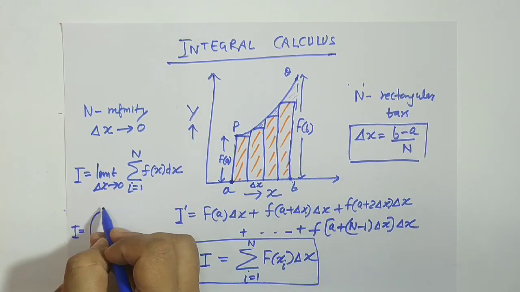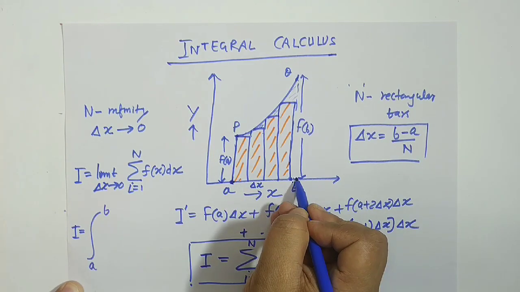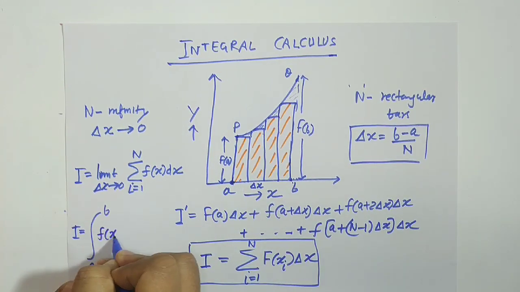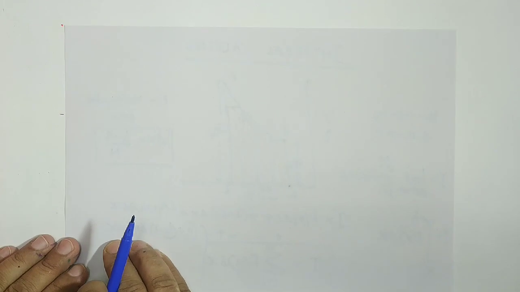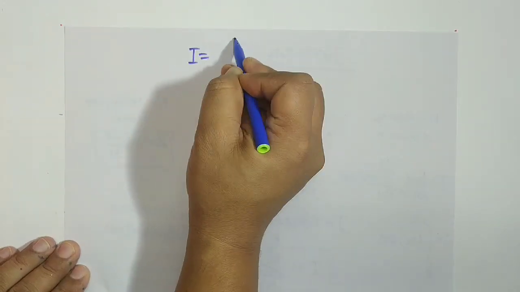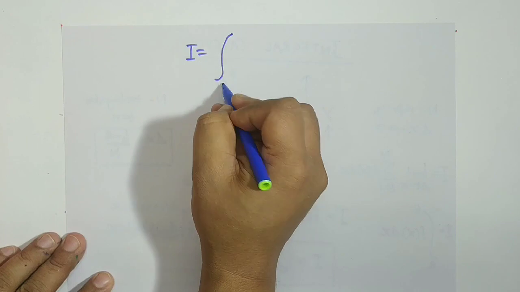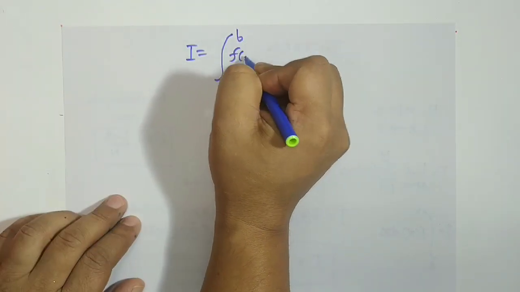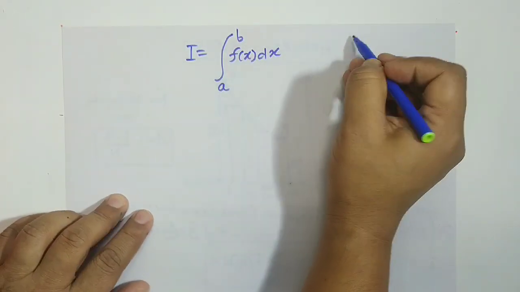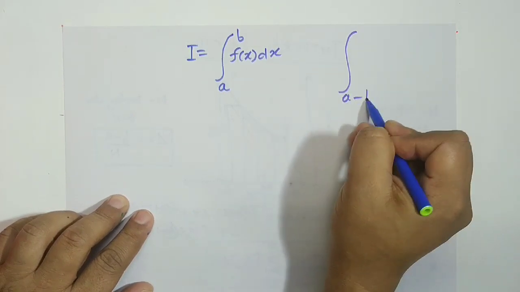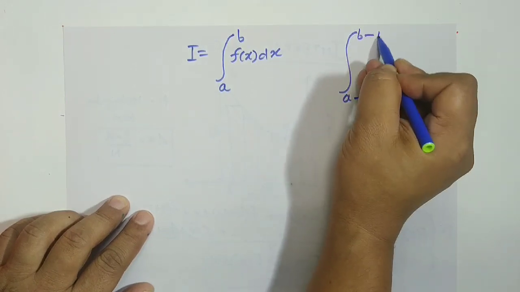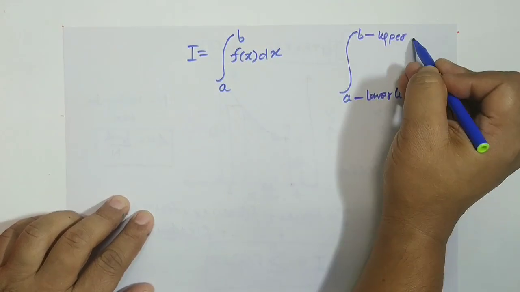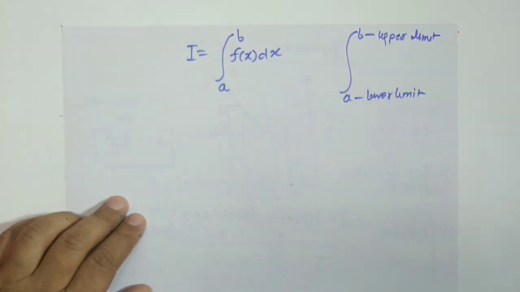From the A end to the B end, from lower limit to the upper limit, it is f(x) dx. So this is the function. Again repeating, how we are going to write it is I equals integral from A to B of f(x) dx. If you ask me what this is, this is the integral sign. A is the lower limit, and you are integrating up to the upper limit. B is the upper limit, the final limit. So we are going to write it like this.